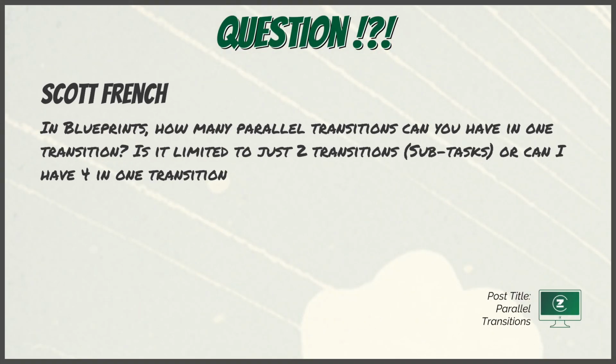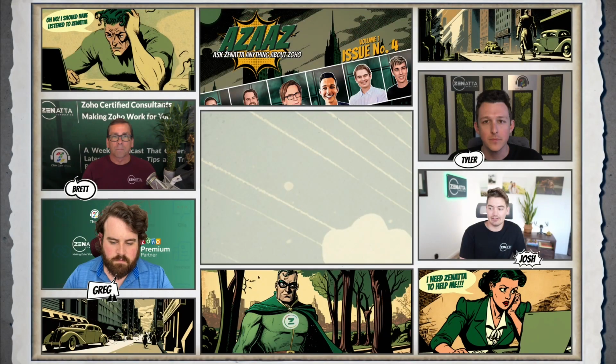All right. So this one's come from Scott French, after reading our post on parallel transitions in Club Zen. The question asks, in Blueprints, how many parallel transitions can you have in one transition? Is it limited to just 2 transitions, or can I have 4 in one transition? Quick answer is yes, you can have up to 5.